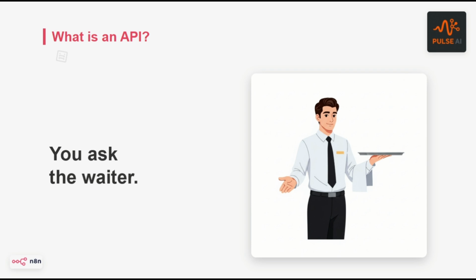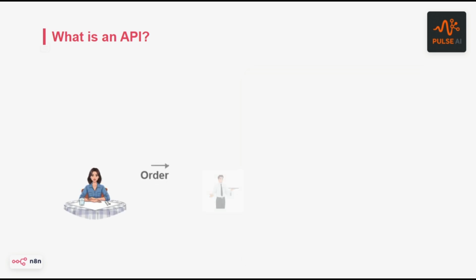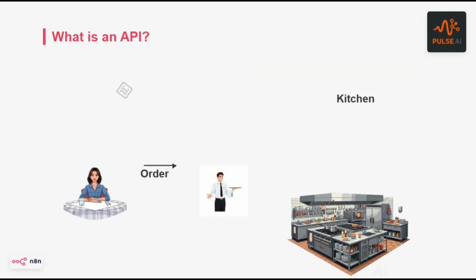Well, you ask a waiter, and the waiter is going to take your order and bring it to the kitchen. Once the kitchen is done preparing your food, the waiter will bring back your food to the table. This is very, very similar to how an API works. We're going to be using this analogy to explain the different parts of an API, so keep this in mind while we go through this video.